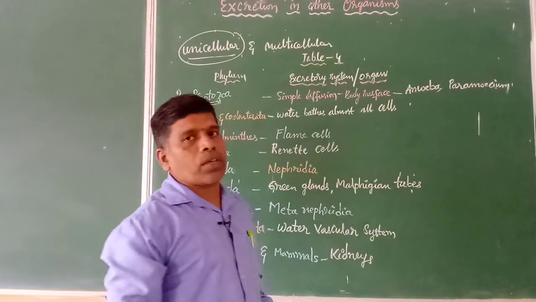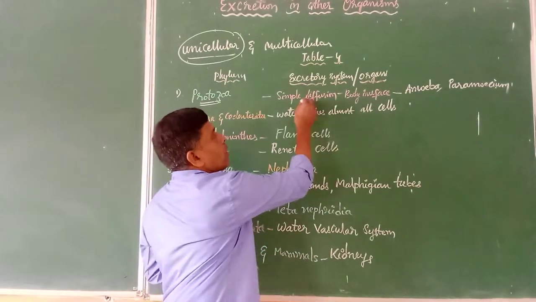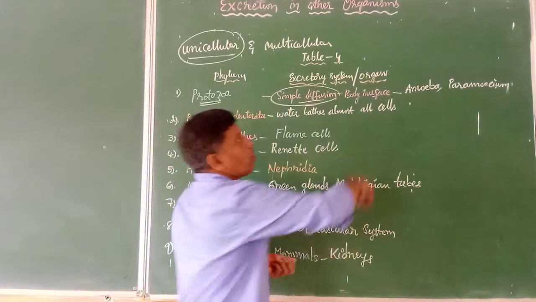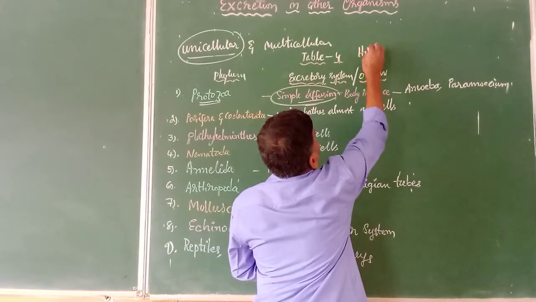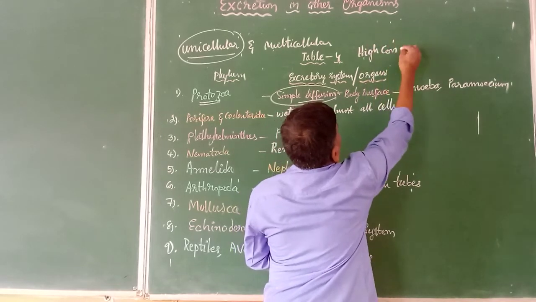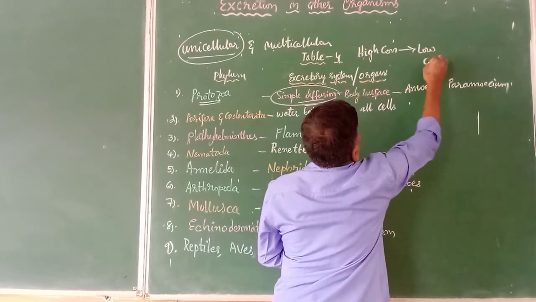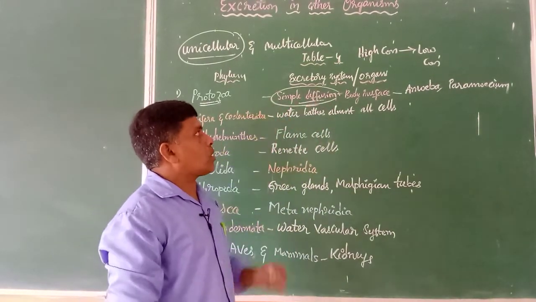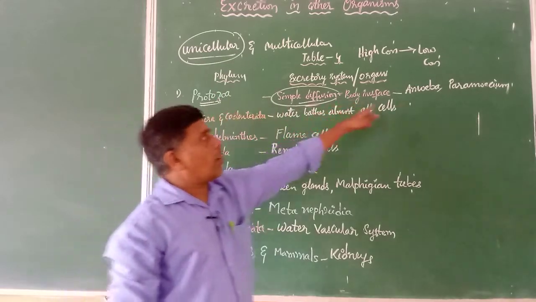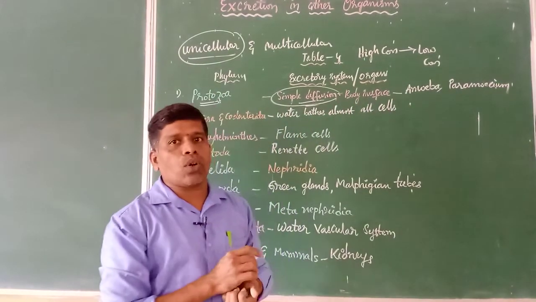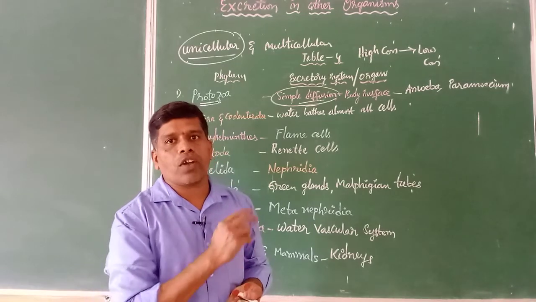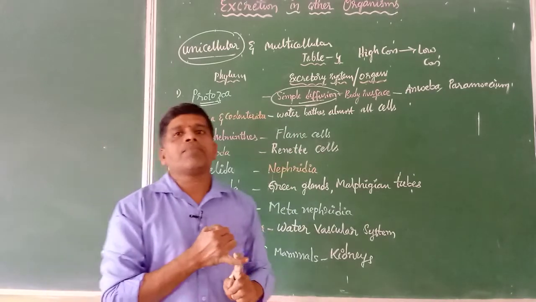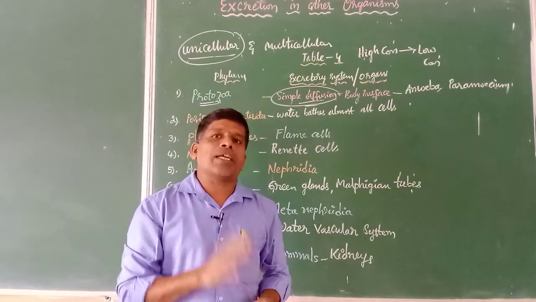In these, the excretion process also takes place. Then what is the method? A simple method called simple diffusion. Already we know what is meant by diffusion: movement of molecules from high concentration to low concentration is called diffusion, right? This diffusion process is adopted by organisms like amoeba and paramecium. In the earlier class we told that there are two types of vacuoles present in the body of amoeba and paramecium: the contractile vacuole, which is useful for the excretion process, and the food vacuole, which is useful for the digestion process.